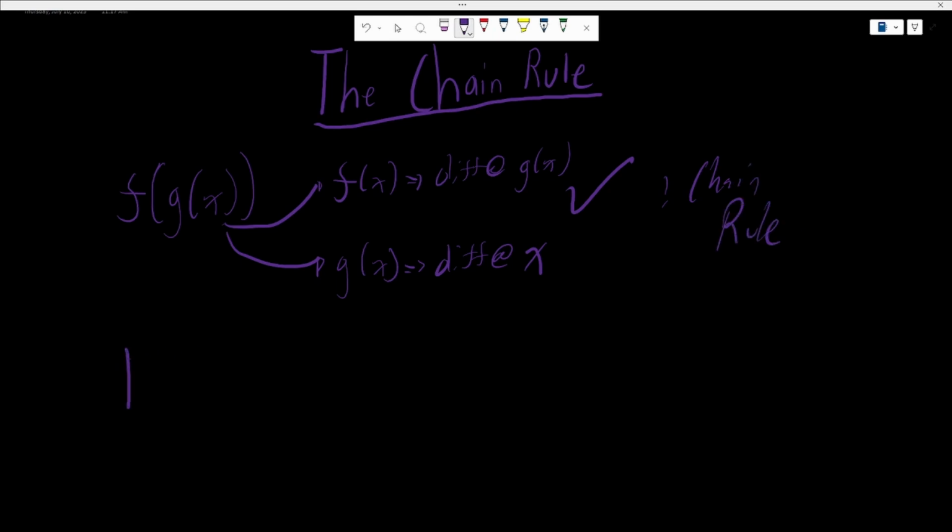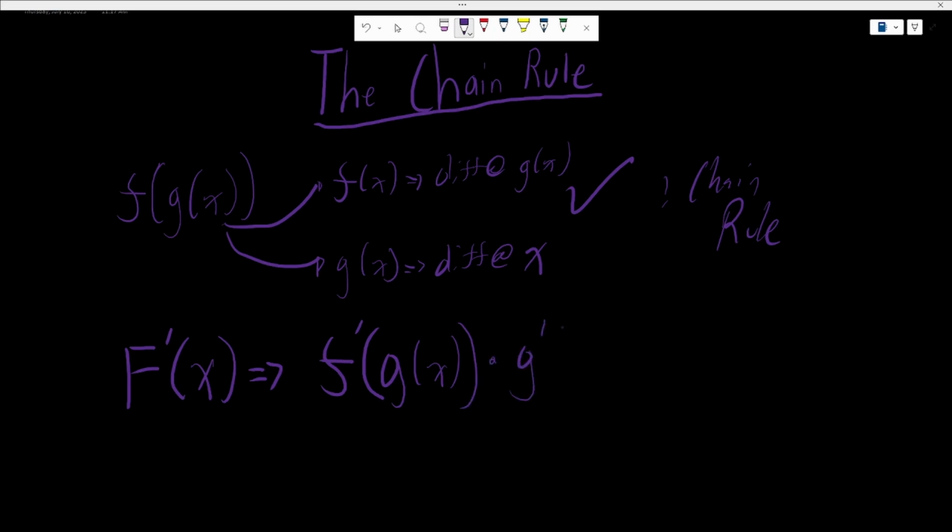So the chain rule just says at our composite function f of g of x, that the f prime of x is going to be equal to the derivative of our first f of x at the function value g of x, multiplied by the derivative of g of x.